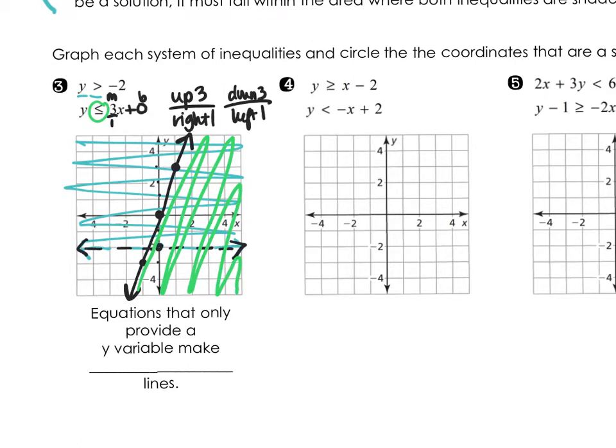All right, now that point where the shading overlaps, so right in here, that is our actual solution area. And this one we had a dashed line, so if there was a point on the line we wouldn't count it, but this one had a solid line, so if there was a point on that line we would count it, so that's important as well. All right, so let's check in here. Equations that only provide a y variable make, well, we saw that one made a horizontal line. It's just a reminder there.